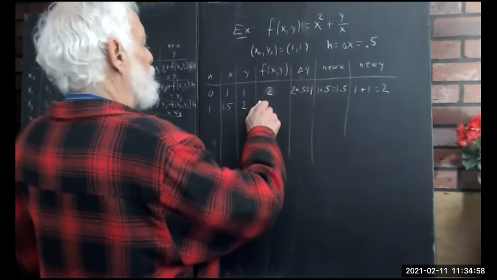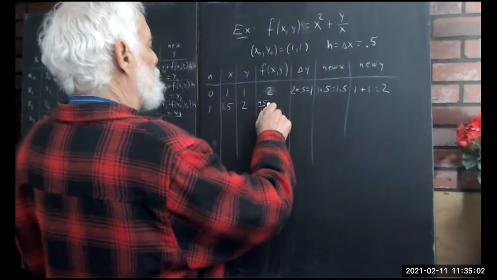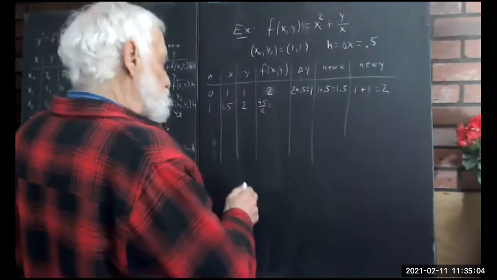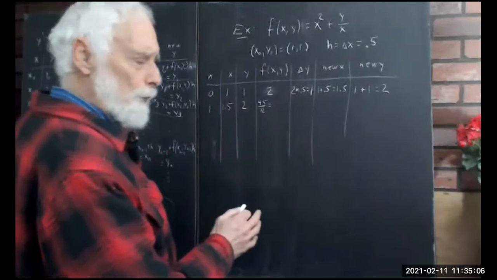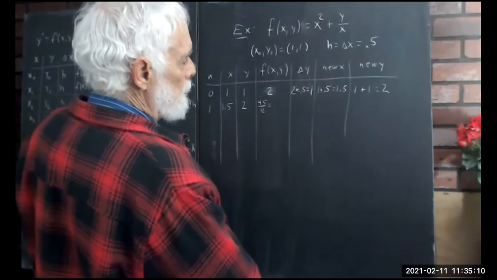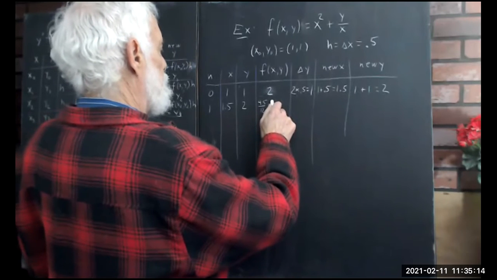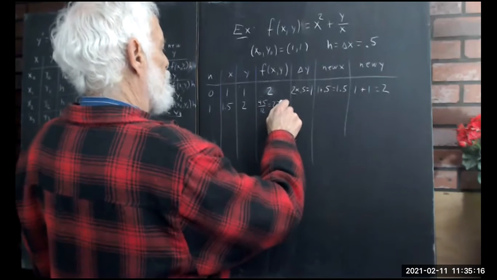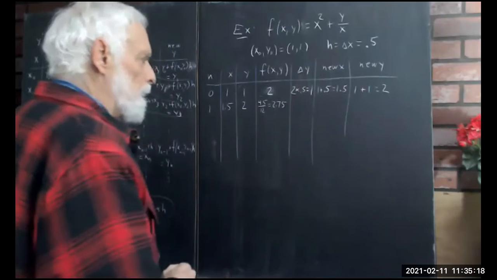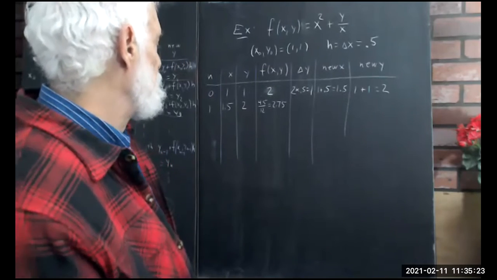So f of x, y, if I did it right in my head, is 45 twelfths, which is just short of 4. It's 1/4 short of 4. So that's a little weird that it should come out that even, so I won't guarantee it. But let's say 2.75. Okay.